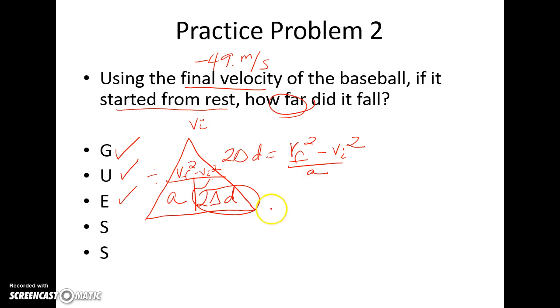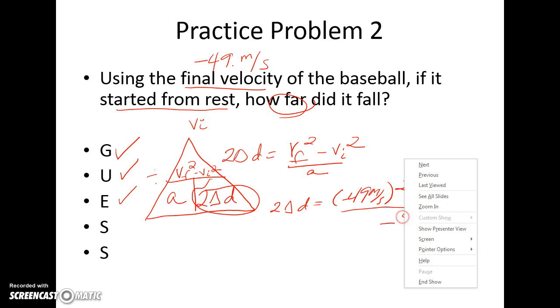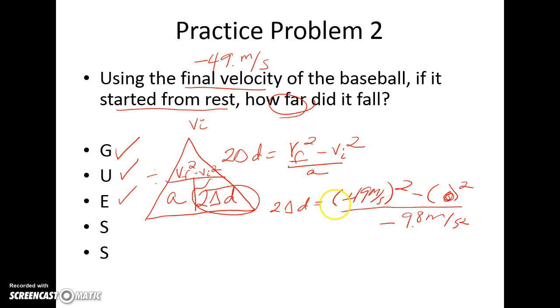So now we should be able to substitute. I still don't know this business. Don't know what that is. So 2 times my displacement equals my final velocity squared, negative 49 meters per second squared, minus my initial velocity. Well, we started from rest, so my initial velocity, 0 meters per second squared, all over my acceleration, negative 9.8 meters per second. So every second getting that much faster. All right, I have to do this problem on the top before I can do anything else.